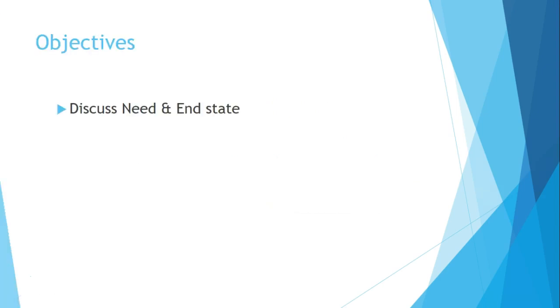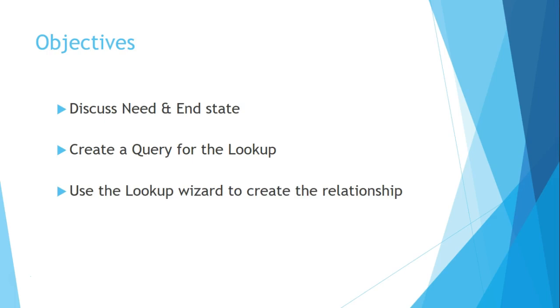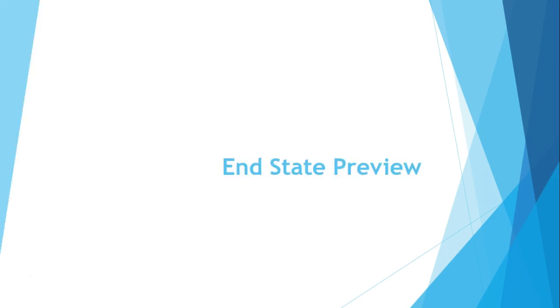We're going to discuss why we need to have a complex query lookup, and also look at an end state. We're then going to create a query for the lookup. We're going to use the wizard to create the relationship. And we're going to review lookup control properties. So let's review the end state and the need.